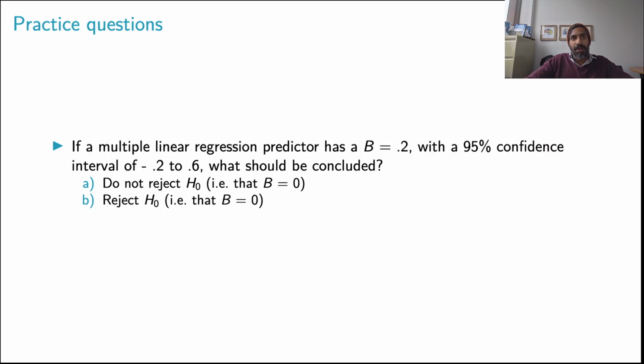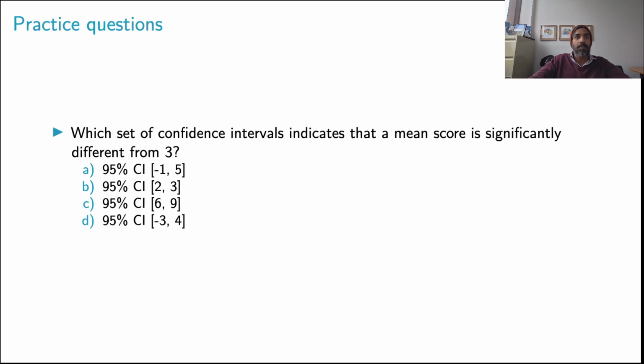Again, if a multiple linear regression has a beta value of 0.2, and the 95% confidence interval is between negative 0.2 and 0.6, so it crosses 0, what should be concluded? Again, the interpretation: if we repeat this study 100 times and compute confidence intervals, 95% of them will contain the true value, which could include 0. Therefore, we do not reject the null hypothesis, i.e. that beta is equal to 0.